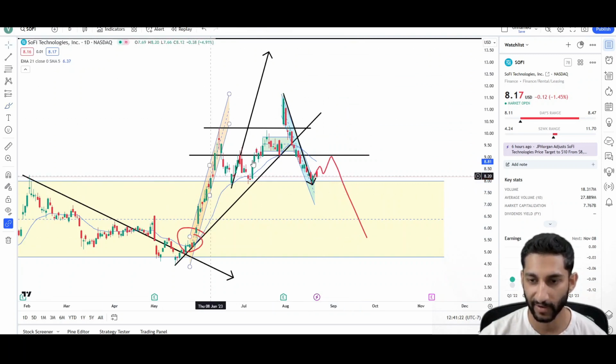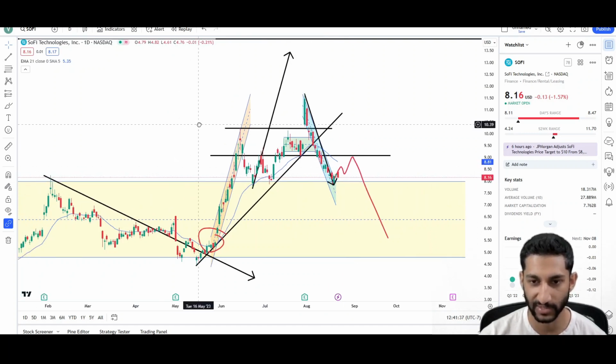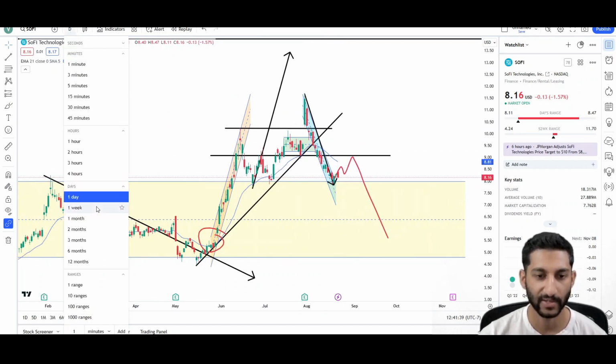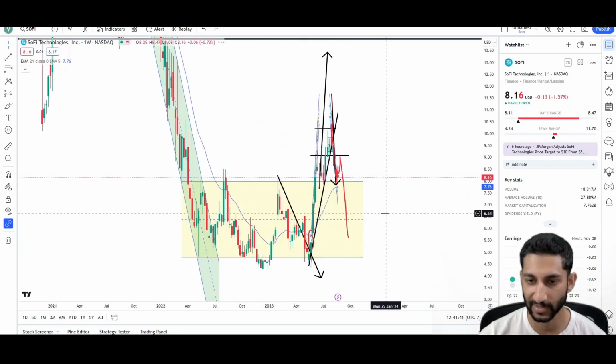So SoFi Technology still overall bearish, macro bearish, because we have this huge move down. But micro, like in the shorter term price action, meaning the last couple of bars, last several bars, is practically neutral. It's still deciding what it wants to do. So that's all I have for SoFi Technologies on the daily chart.